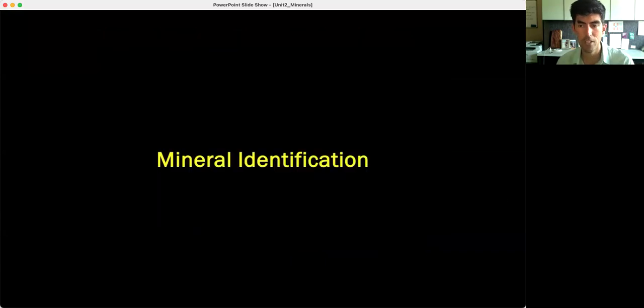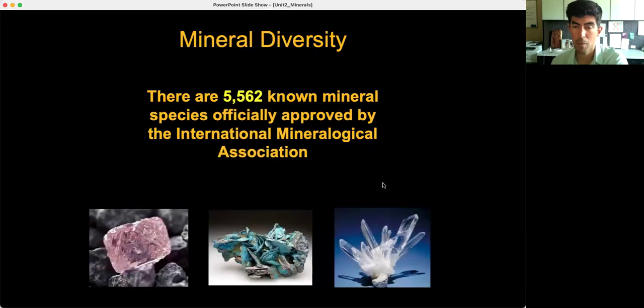Okay, now we're going to shift our attention towards mineral identification. There are several characteristics that you're going to need to do your lab, and so I wanted to cover those here. There are over 5,500 different minerals that have been identified by the International Mineralogical Association. That's a lot of minerals. And so you might ask yourself, how do geologists tell the difference between them? Well, there are some clues and some characteristics that help us tell the difference between many of these minerals. And we're going to go over those.